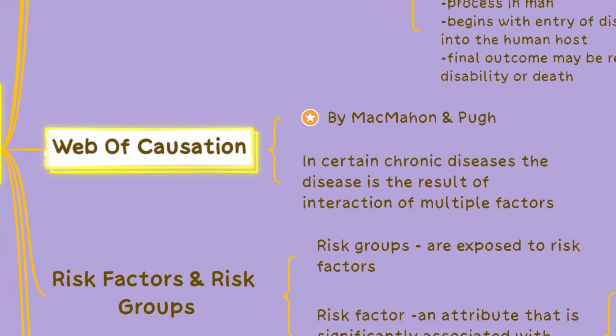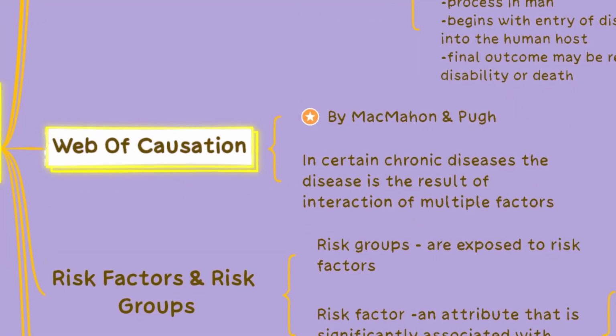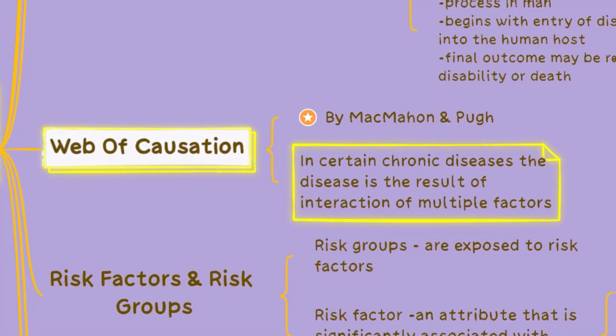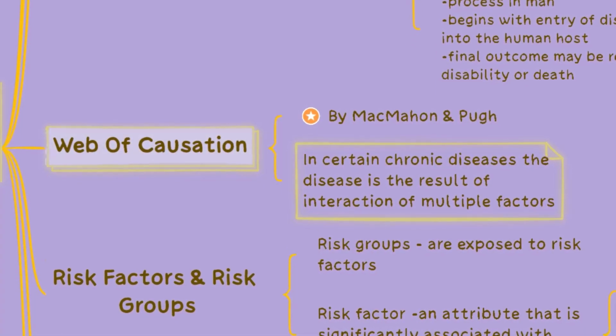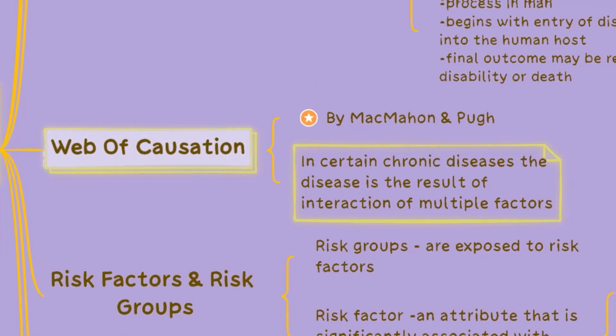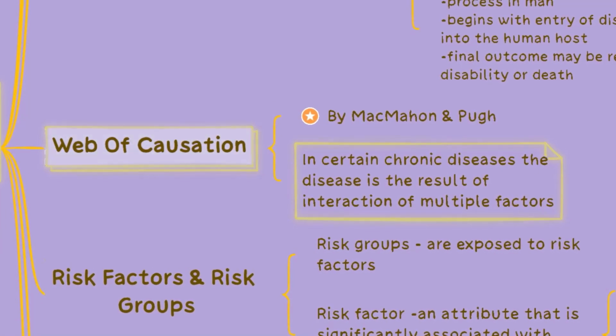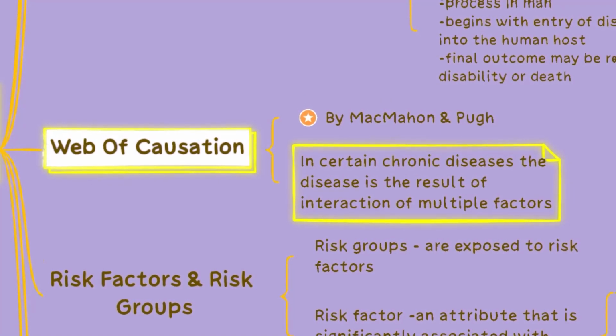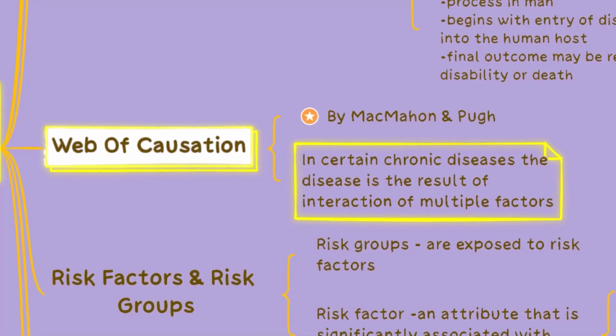Next one. The web of causation is a model that recognizes that certain chronic diseases result from the complex interaction of multiple factors, including social, environmental, and individual level factors. It emphasizes the interconnectedness and interdependency of these factors in the development of disease.